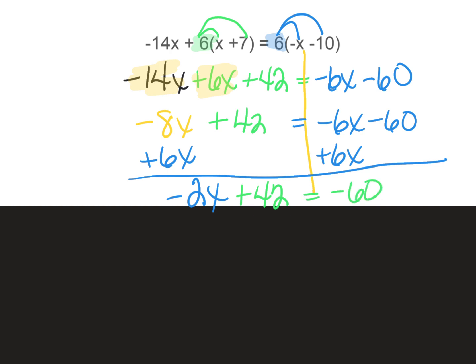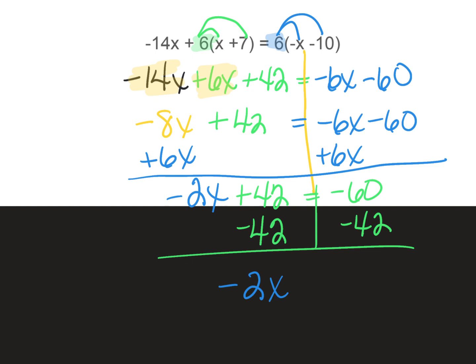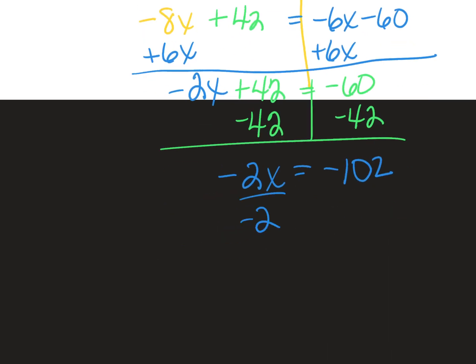Okay, now I want to move numbers to the right, so I'm going to subtract 42. Got a big old number here. So negative 60 and negative 42 gives us negative 102. Divide both sides by negative 2. 51. Yep, positive 51.